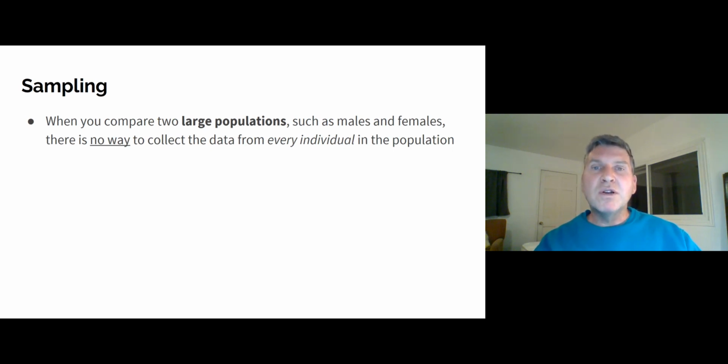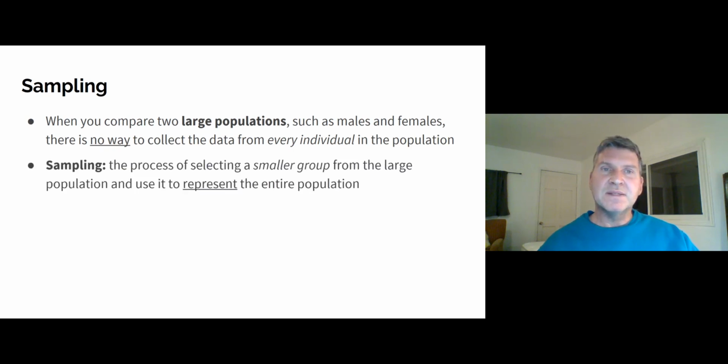When we compare two large populations, such as males and females, there's no way we can possibly collect the data from every individual in the population. We can come close, but it's neither reasonable for you as a researcher to gather all this information, nor is it expected. So we have to come up with a sampling technique that allows us to get a representative sample of that large population. So sampling is this process. It's selecting a smaller group from the large population and using it to represent the entire population.